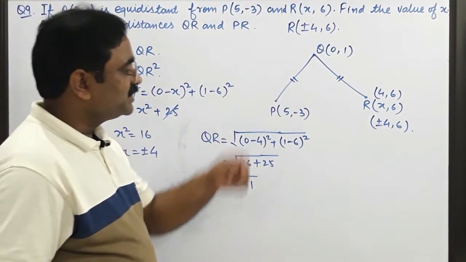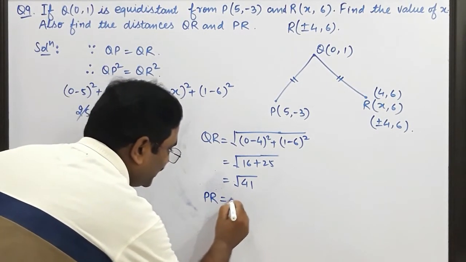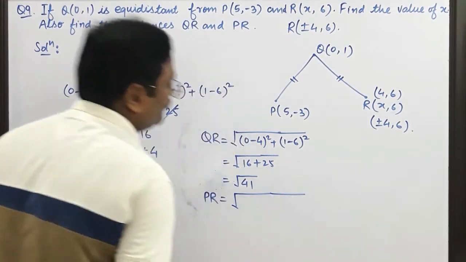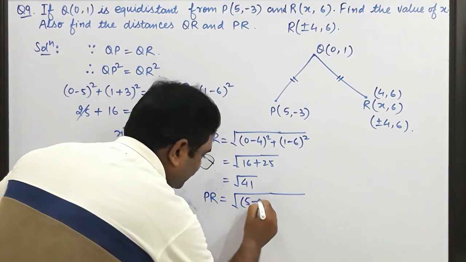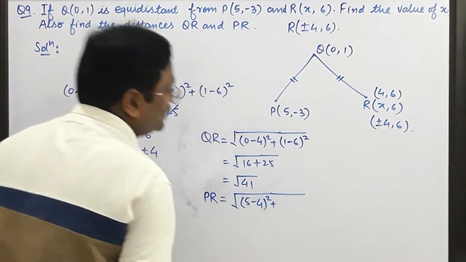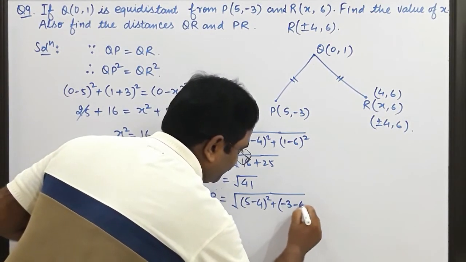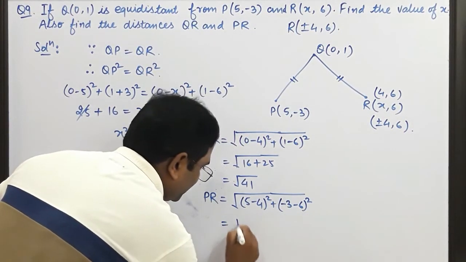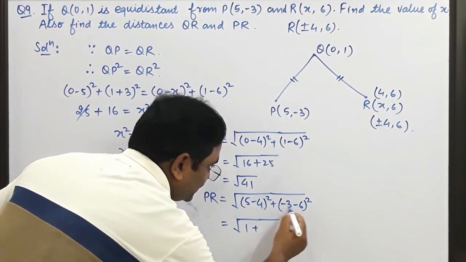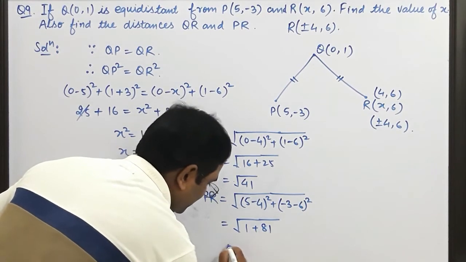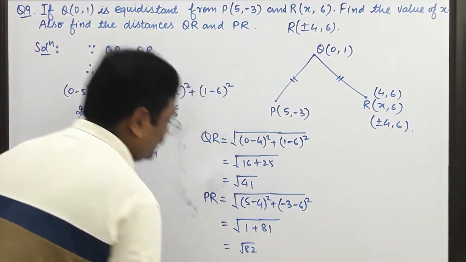Similarly we can find the measure of PR. PR की भी मेजर फाइंड कर देते हैं. PR is equal to under root 5 minus 4 whole square plus minus 3 minus 6 whole square. So it can be written as 5 minus 4 is 1, 1 square is 1 plus this is 9, 9 square is 81, means it is under root 82, the measure of PR.